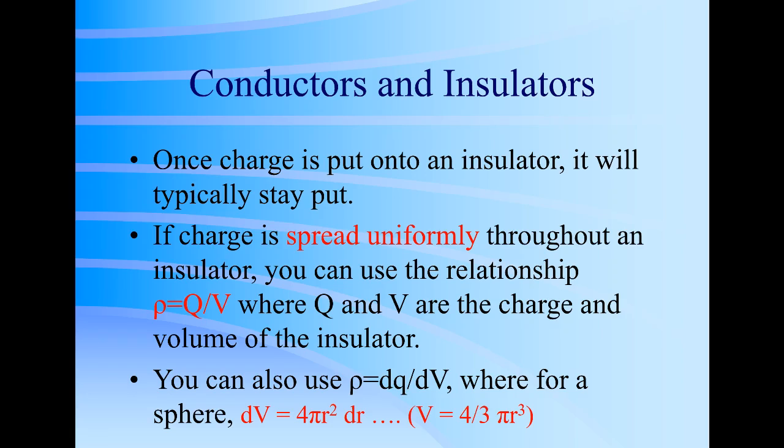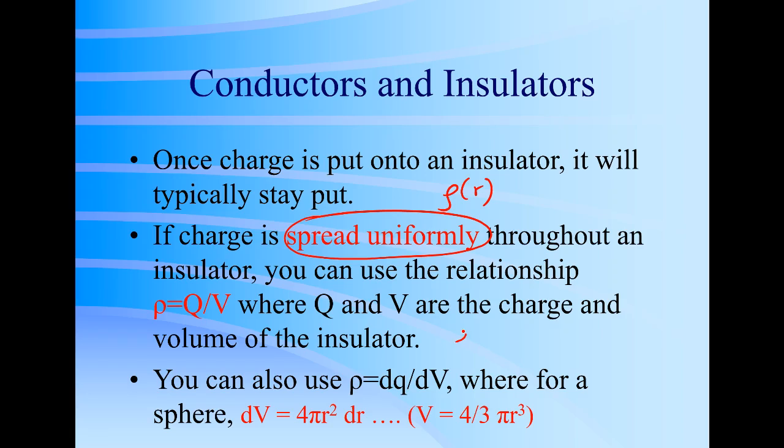And if the charge is spread uniformly, then you can use the relationship rho equals Q over V. But this is only for an insulator. If you have a conductor, life is a little bit different. So Q and V would be the charge and volume of the insulator, and it's very important to point out that this is only if charge is spread uniformly. If there's a charge distribution that goes as a function of r, well then this just simply isn't true. And we'll see how to deal with that later.